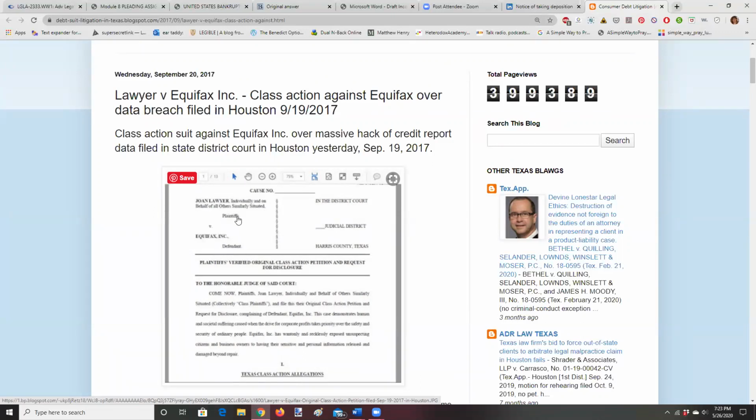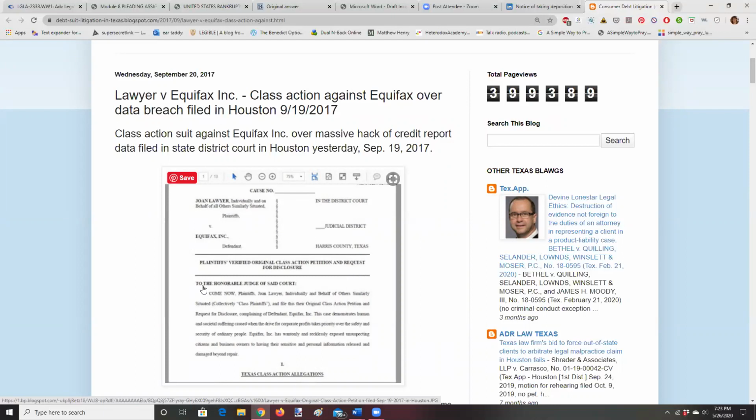We used an S here on plaintiffs because this is a class action, so we're including other people, not just Joan lawyer. And then we have only one defendant. You can see here, maybe they could have moved this up one little line, but that's okay. And you can see everything lines up really nice here. They put some borders on here. That's a nice look. It's not necessary. We're not going to do that in this class.